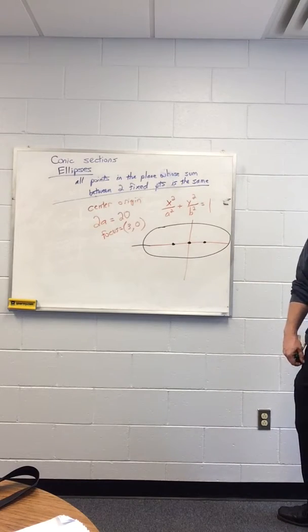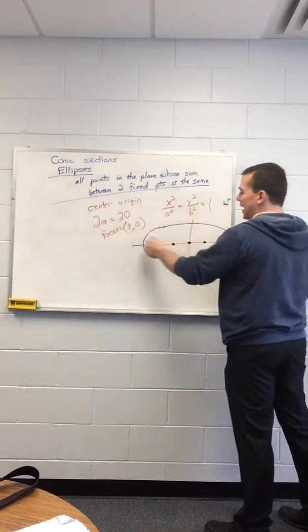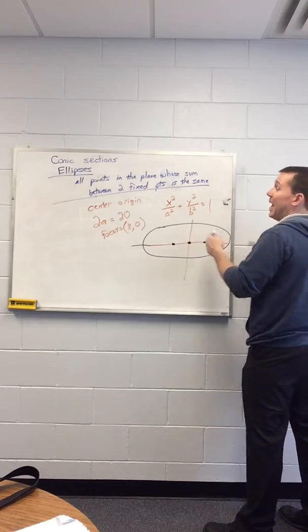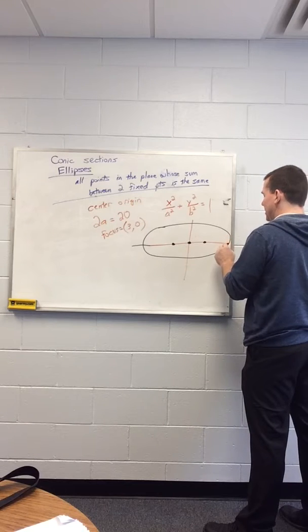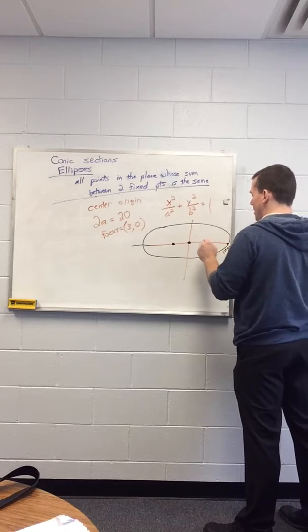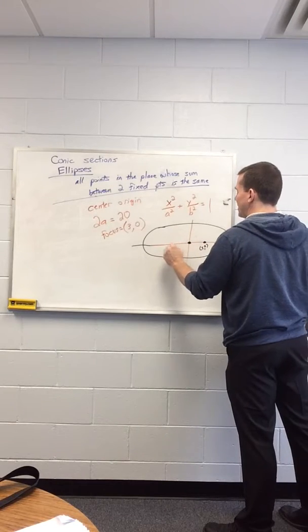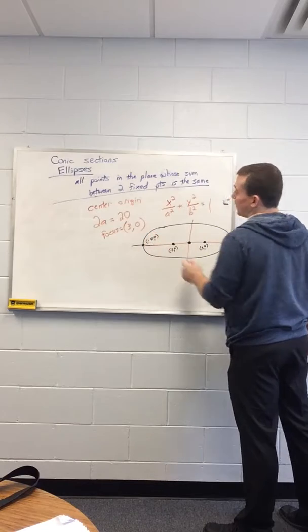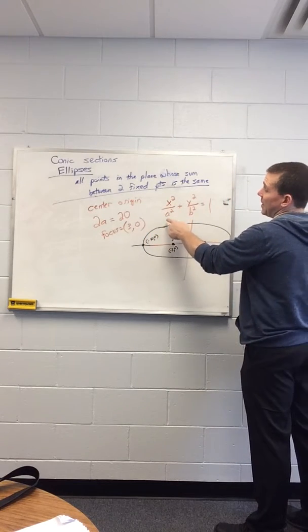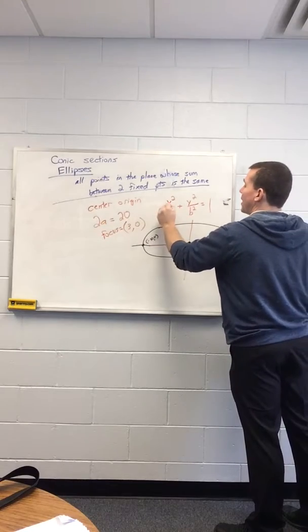But we also know 2a is equal to 20. We said 2a is the length of the major axis. a is half of that, which means a is 10. Which means this is the point 10, 0. That we already said was 3, 0. That's negative 3, 0. That's negative 10, 0. In terms of my equation up here, I need a squared. We just said a was 10, so a squared is 100.